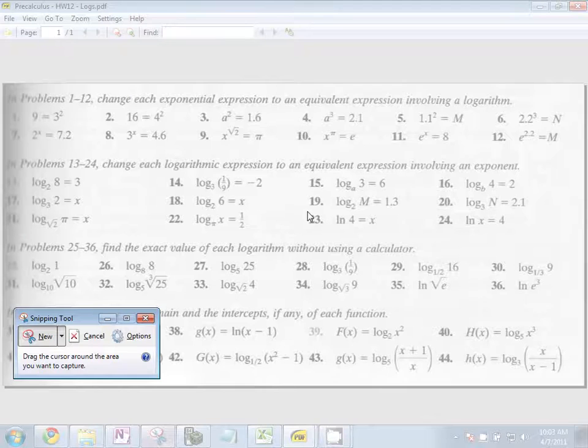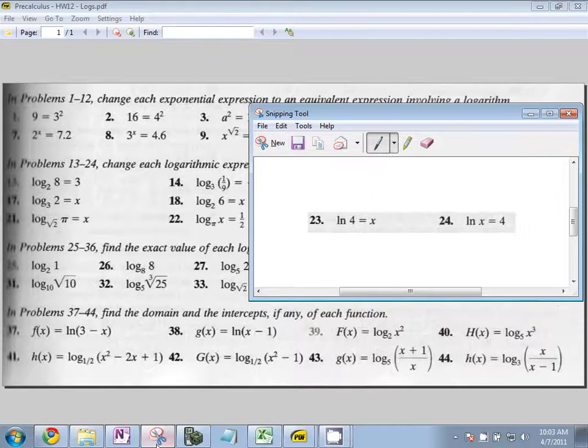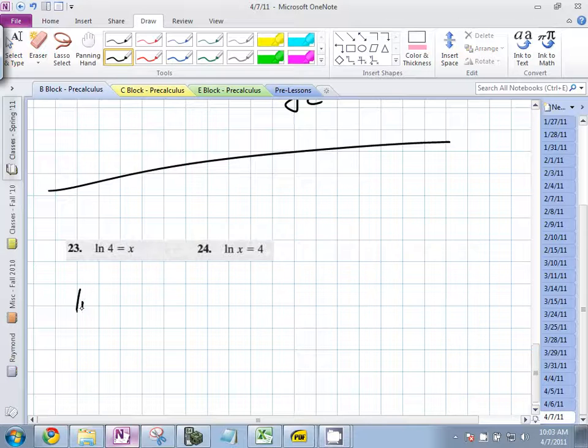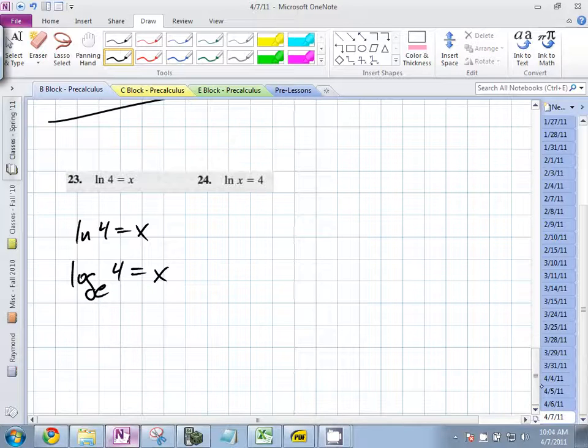Since you didn't know the notation, you can look it up and figure it out. But if you didn't, we'll just do it now. All that means, ln 4 equals x is the same as log base e of 4 is equal to x. So what did they ask you to do? Just translate this into exponential form. So that's e to the blank is equal to blank. That's it. So what's this one?